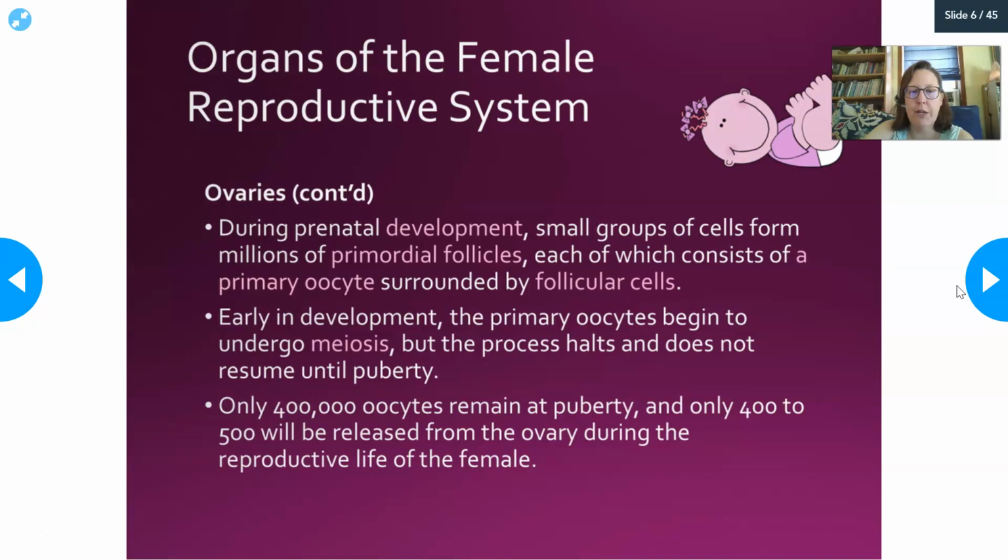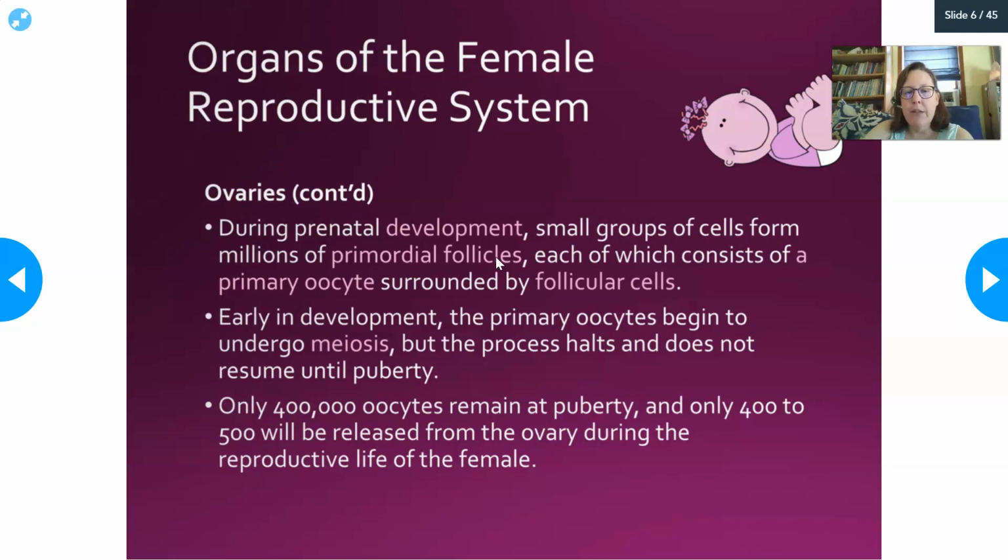Alright, so during prenatal development, when the little girl is in the womb of her mama, small groups of cells form millions, literally millions, of primordial follicles. Each of these will consist of a primary oocyte that's surrounded by follicular cells. So these are, if you will, all the egg stem cells.